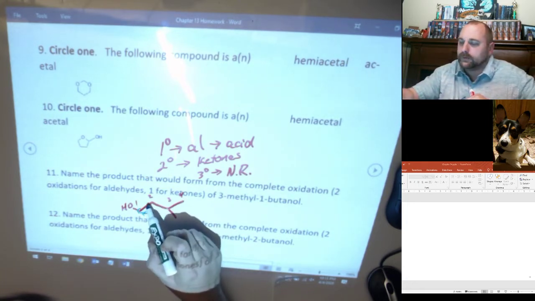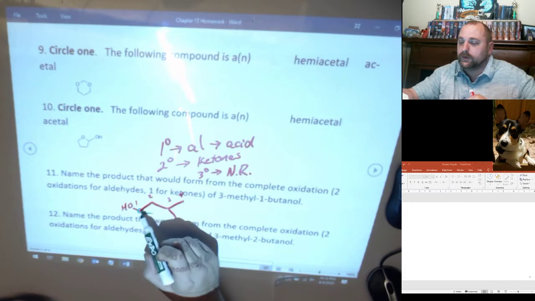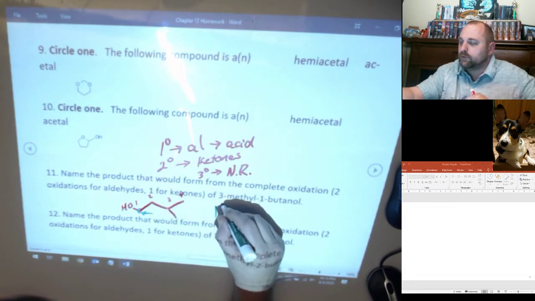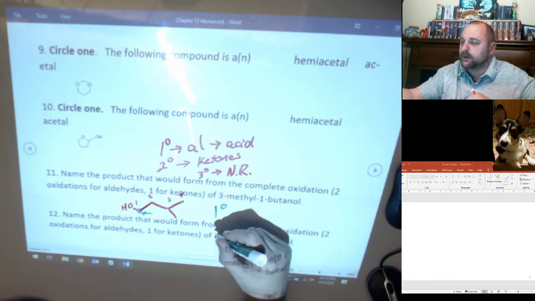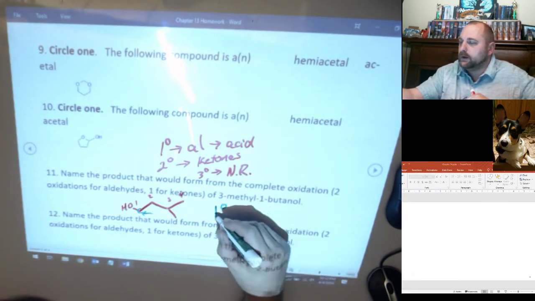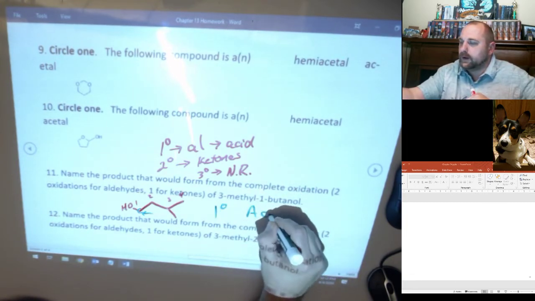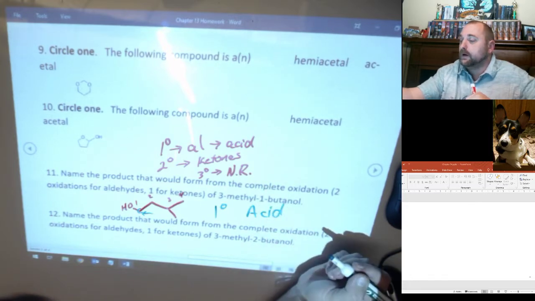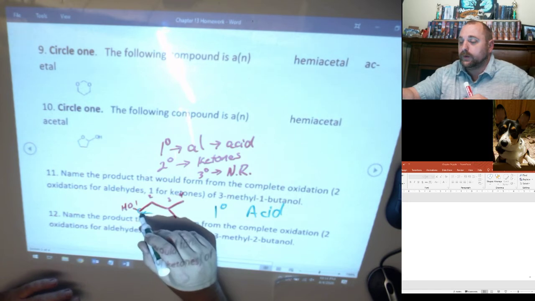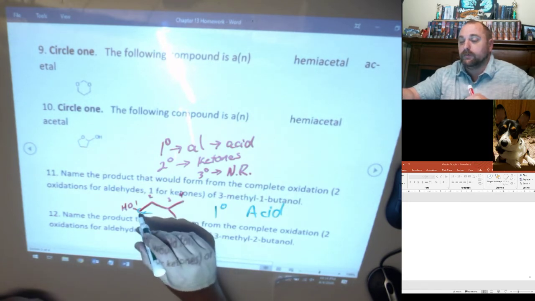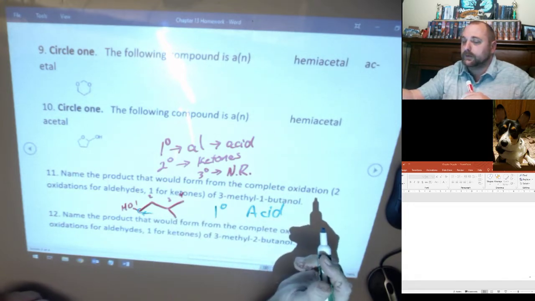And that carbon is only attached to one other carbon. It's only got one carbon. It is primary. It's a CH2OH. That's another way you can look at it. So this primary goes to an acid. But they want us to go ahead and predict it. Alright, so we're going to take that carbon. It becomes a carbonyl. We lose that. So that'll be an aldehyde. And then it goes on to a carboxylic acid.